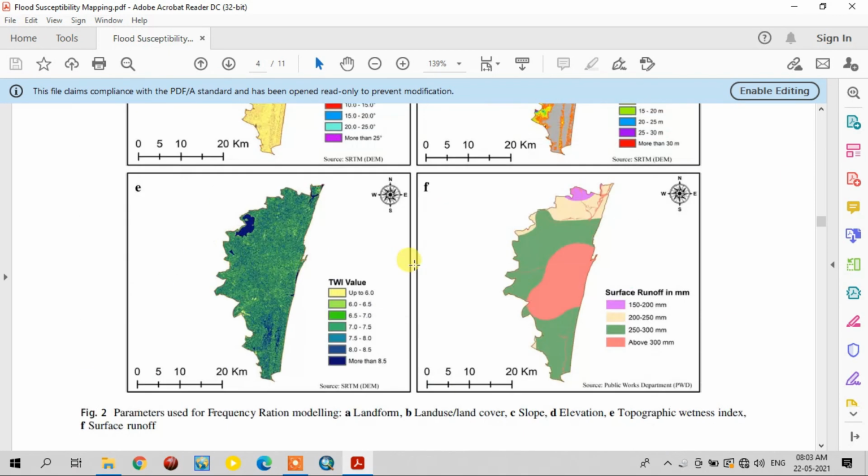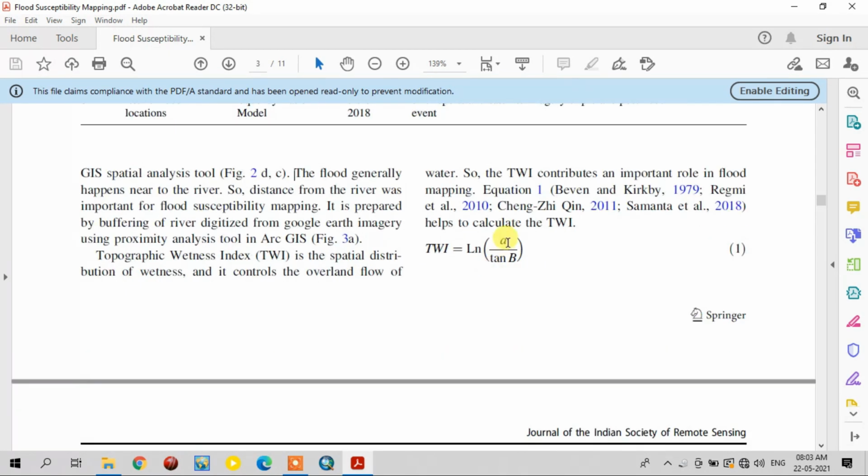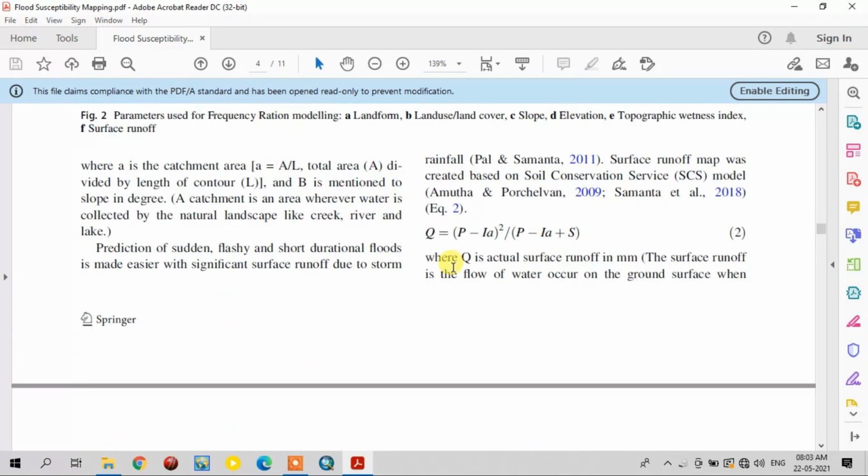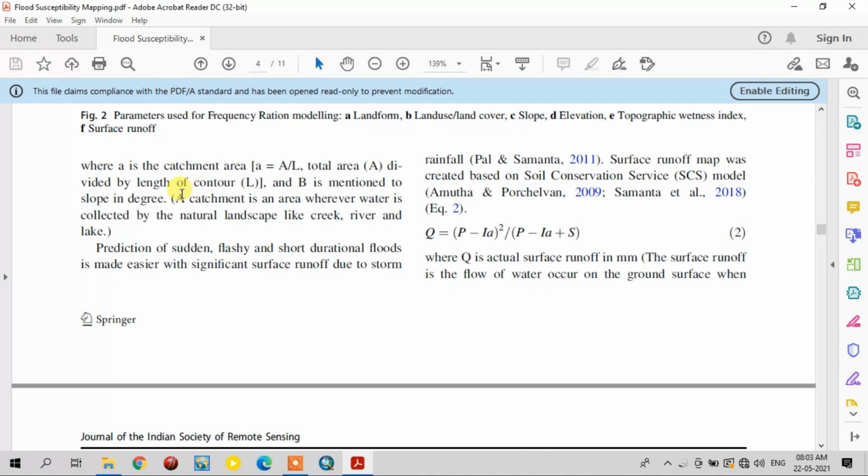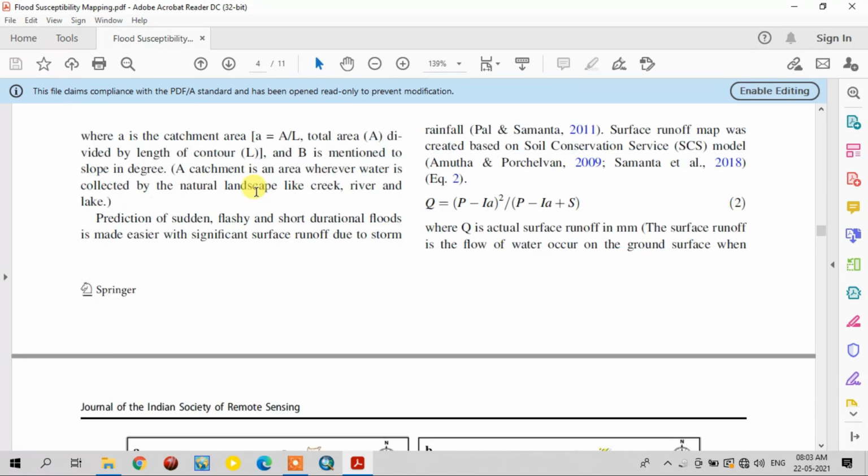So in ArcGIS, based upon this formula, we can calculate the topographic wetness in the raster calculator option. We can create the slope of this area first, and then we can create the topographic wetness index for this parameter.